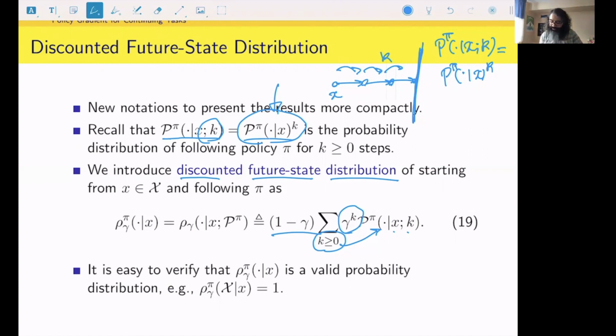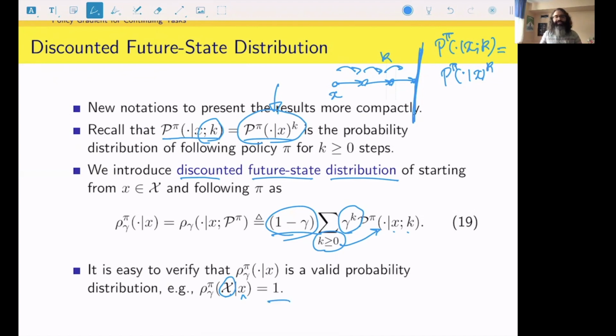The reason we have 1 minus gamma is just to make sure this is a valid probability distribution. Which means that, for example, starting from any x, the probability of being in the state space is 1. This is what we require from a valid probability distribution.